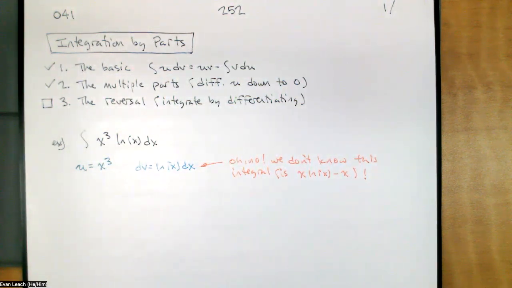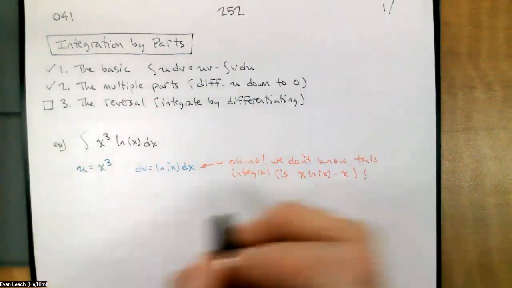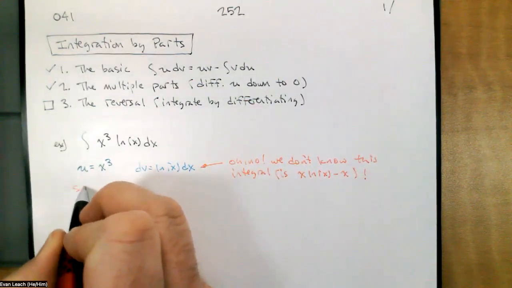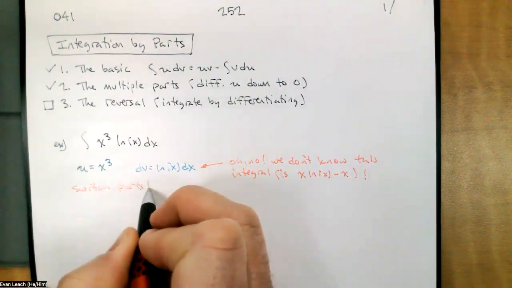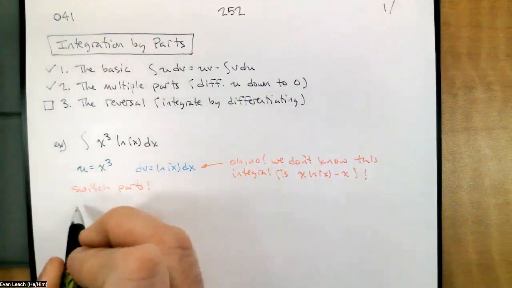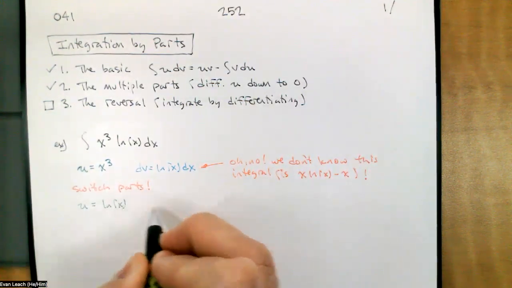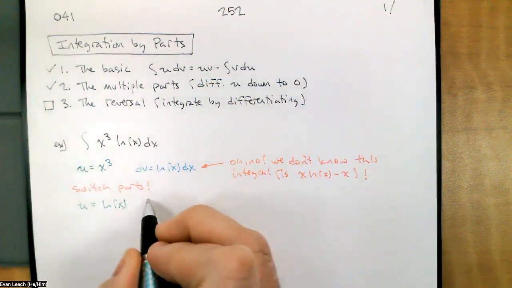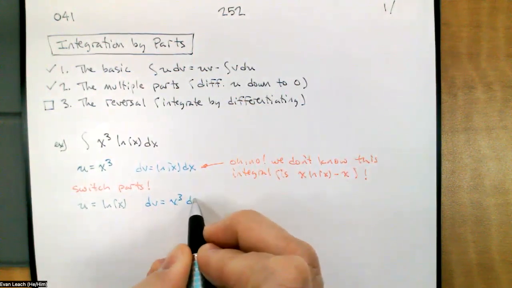So this means we need to change our strategy. We don't know the antiderivative of natural log of x, so we'll change our strategy. The most direct thing we could do is just switch them. So our strategy is to just switch parts. We try something else. u is natural log of x, and dv will be x cubed dx.